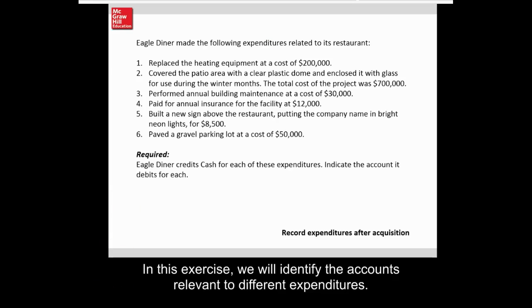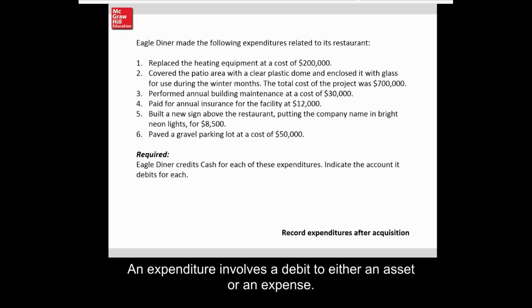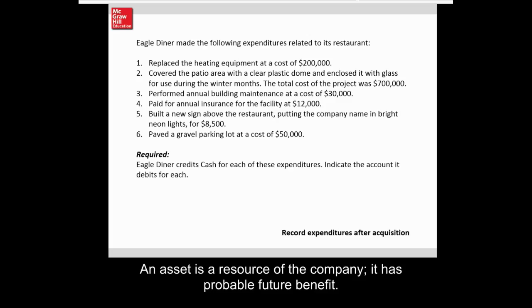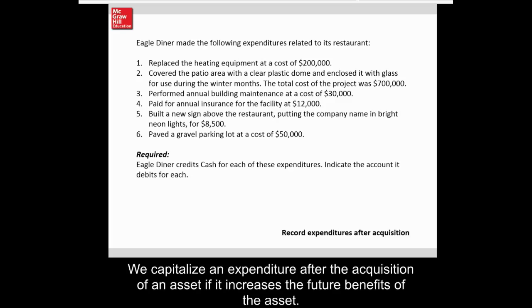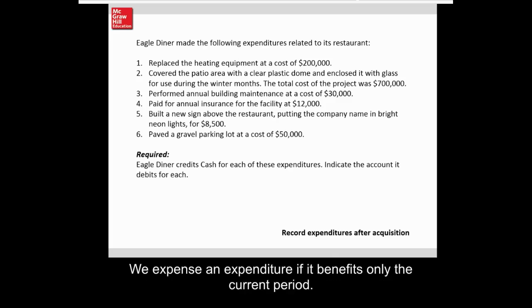In this exercise, we will identify the accounts relevant to different expenditures. An expenditure involves a debit to either an asset or an expense. An asset is a resource of the company. It has probable future benefit. We capitalize an expenditure after the acquisition of an asset if it increases the future benefits of the asset. We expense an expenditure if it benefits only the current period.